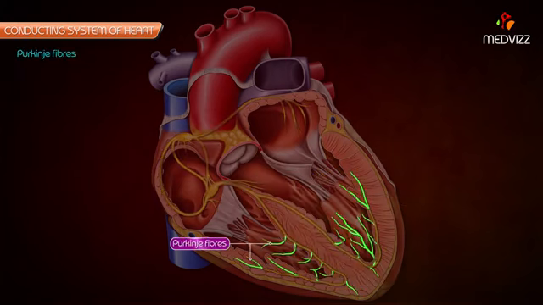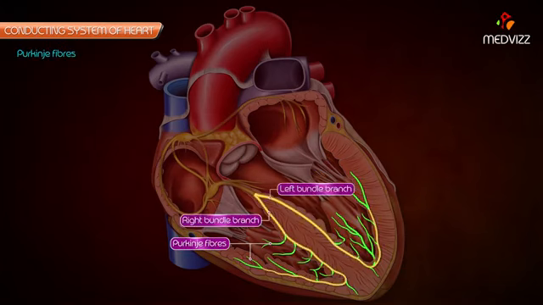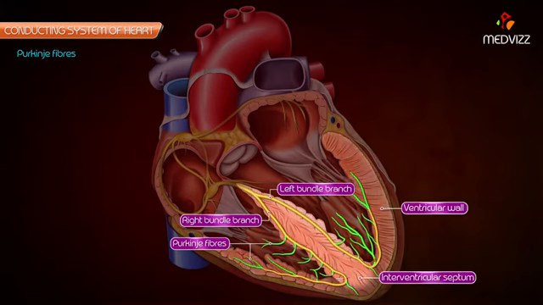Purkinje fibers. They are the terminal branches of the right and left branches of the bundle of His and spread subendocardially over the septum and the rest of the ventricular wall.